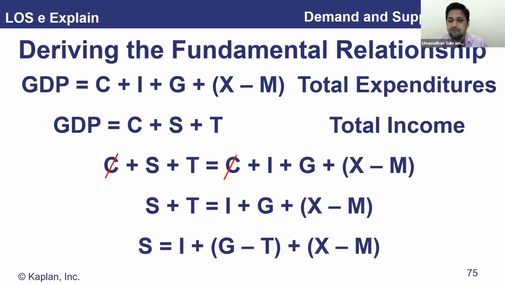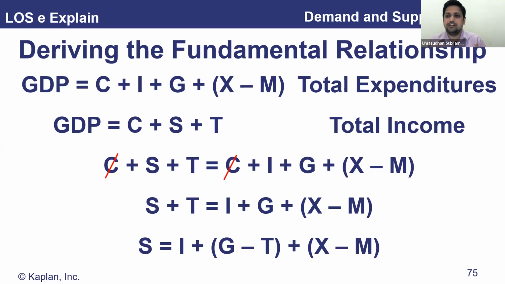So what's going to happen? We are now going to shorten the formula. How do you shorten the formula? We are going to remove C from both sides because it's there on both sides, on the expenditure side as well as on the income side. So we are going to say S plus T equals I plus G plus X minus M.